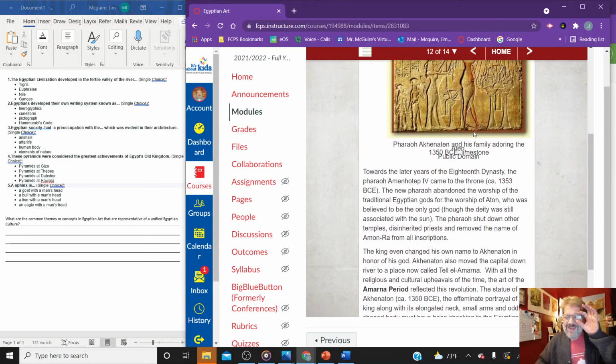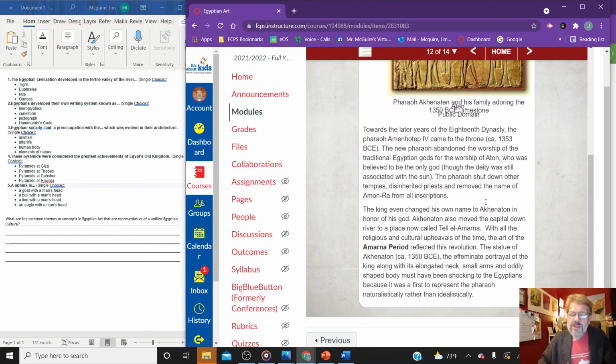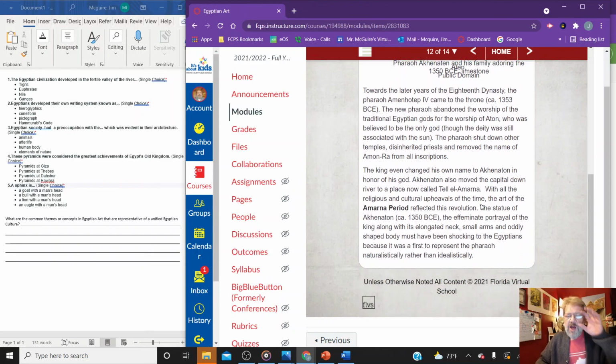Towards the later years of the 18th dynasty, the pharaoh Amenhotep the Fourth came to the throne. The new pharaoh abandoned the worship of the traditional Egyptian gods altogether for the worship of Aton, who he believed was the only god, though this deity is still associated with the sun. The pharaoh shut down other temples, disinherited the priests, and removed the name Amun-Ra from all inscriptions. The king even changed his own name in honor of his god.